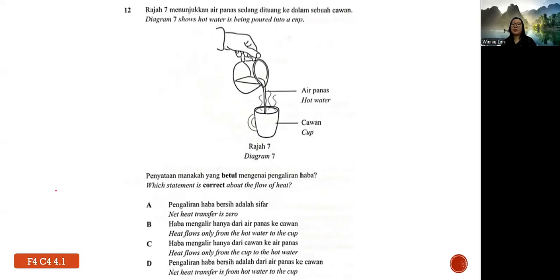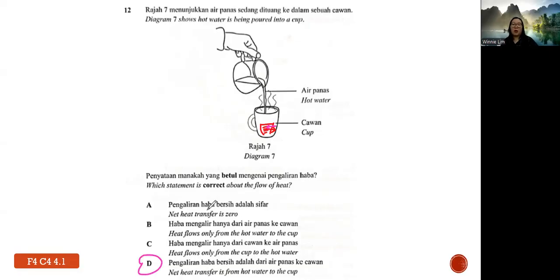So generally for understanding, when the hot water is inside the cup, they will have thermal contact with the cup. So there is a heat transfer from the hot water and also a heat transfer from the cup back to the hot water. And the heat from the hot water to the cup is greater or higher. That's why we say there is a net heat transfer from the hot water to the cup. So the answer D is the correct idea.